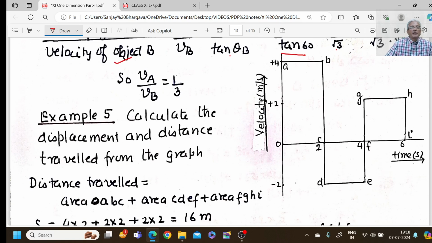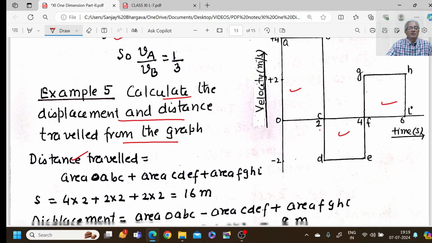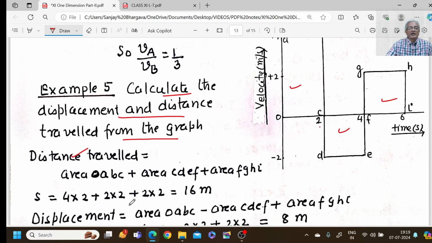Example 5. Calculate the displacement and distance traveled from the graph. So the area under the velocity time graph would provide us a measure of displacement and distance. Distance traveled is the area of the first square, second square and the third one. Let us calculate that area. The first area would be equal to 4 into 2. Second area would be 2 into 2 plus third area would be 2 into 2, that is 16 meter.